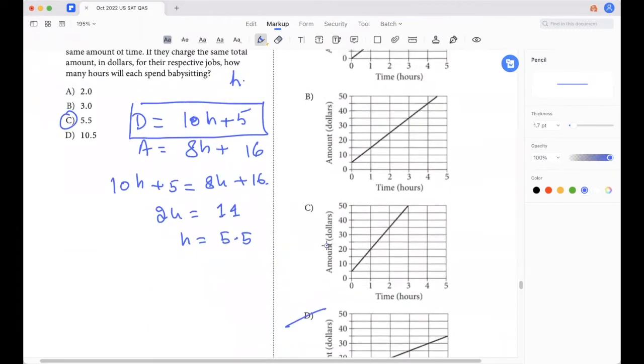Okay, and for the slope to be 10, we just have to verify. So this is 10 by 1 and this is 15 by 1. So here the slope is 15 while here the slope is 10. So it's B.